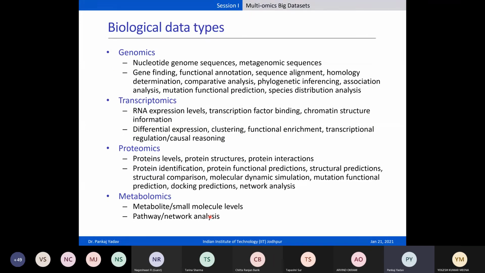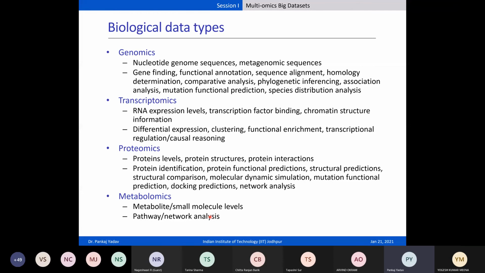This session is also aimed at introducing you to biological data types, and to the methods that are available and used to analyze these different types of biological data.